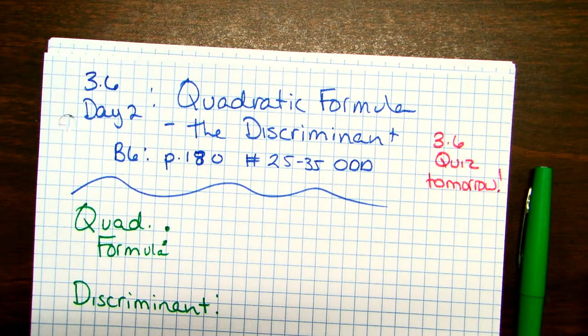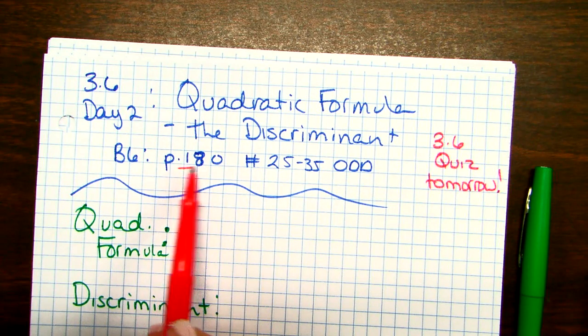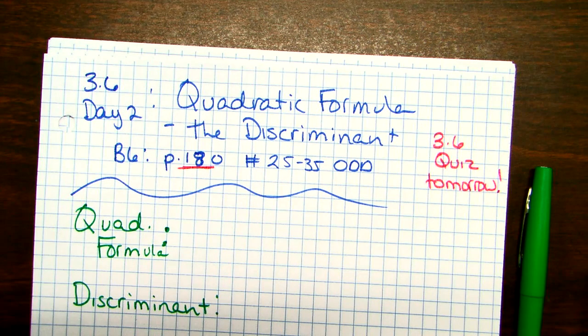Okay, listen. I already got asked a question. Page 180 is on the back of 179. So the homework paper we were on yesterday, these problems are on the back. So that's why I didn't have you rip it out. It's on the other side of that page you already ripped out.